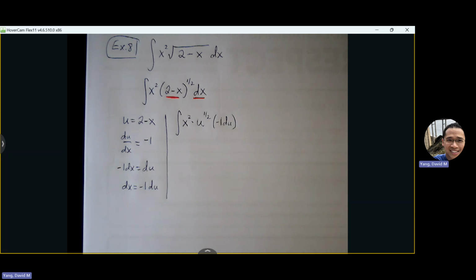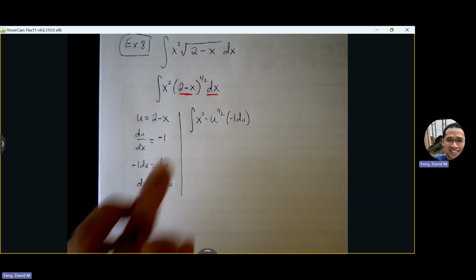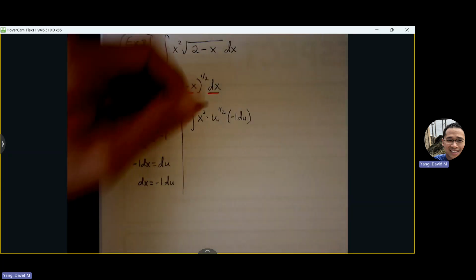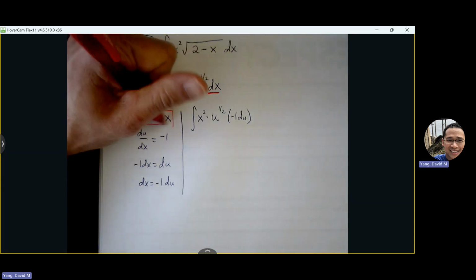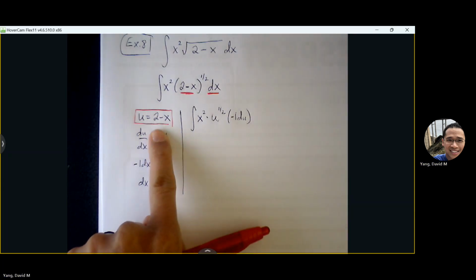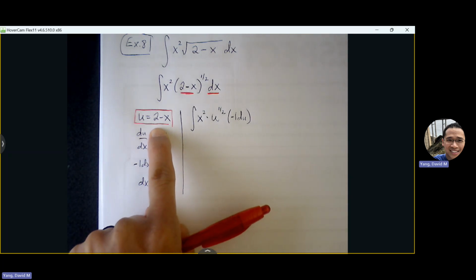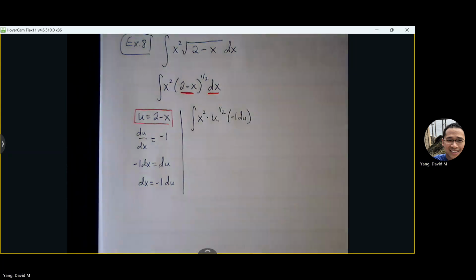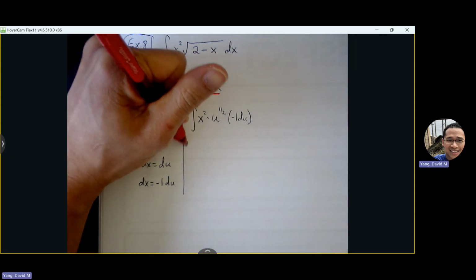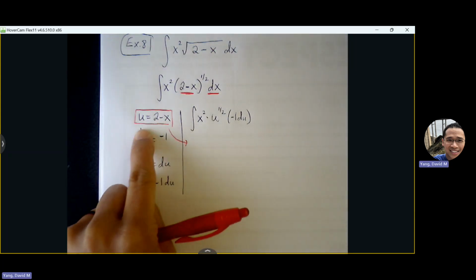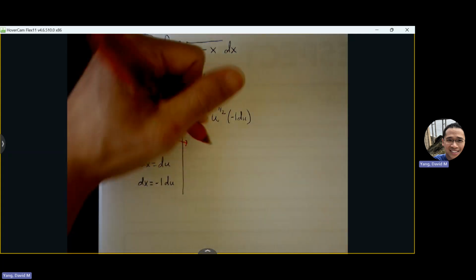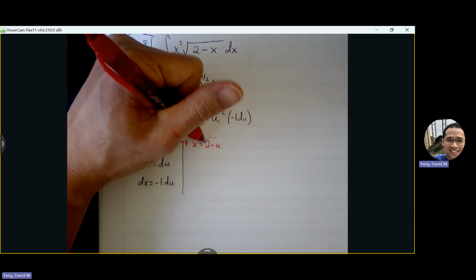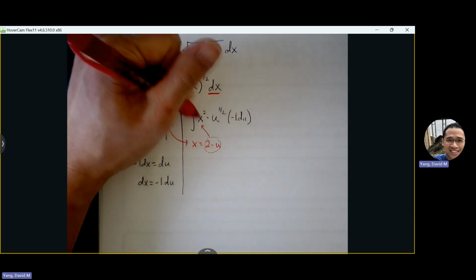The way we remove it, or the way we rearrange it, is we need to find something that is equivalent to x, but not in terms of x. So we're going to go to our assigned equation between u and x and rearrange it to find a replacement for x. If I rearrange this equation, I can get x equals 2 minus u. So now this is my replacement for the x.